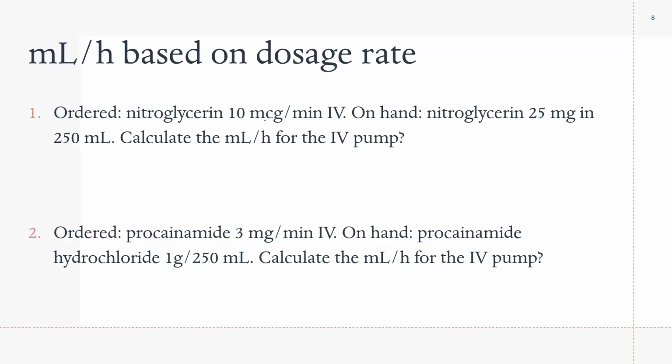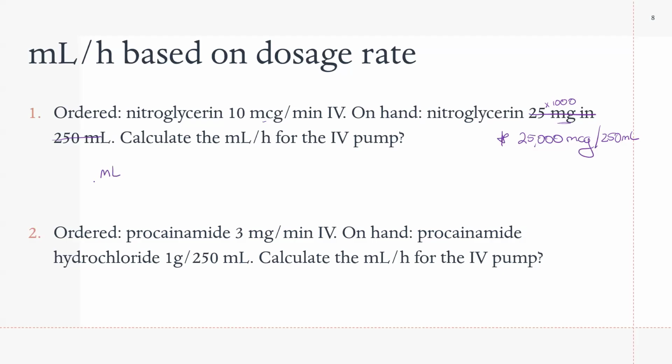So what's ordered is 10 micrograms per minute. What you have on hand is 25 milligrams in 250 milliliters. Calculate the milliliters per hour. They don't match. Make them whichever one you want to change. Again, I always prefer to multiply. So I'm going to convert these milligrams into the micrograms. So I'm going to multiply by 1,000, which then gives me 25,000 micrograms in that 250 milliliters. Since I converted, I don't need this anymore because it's already taken care of here.